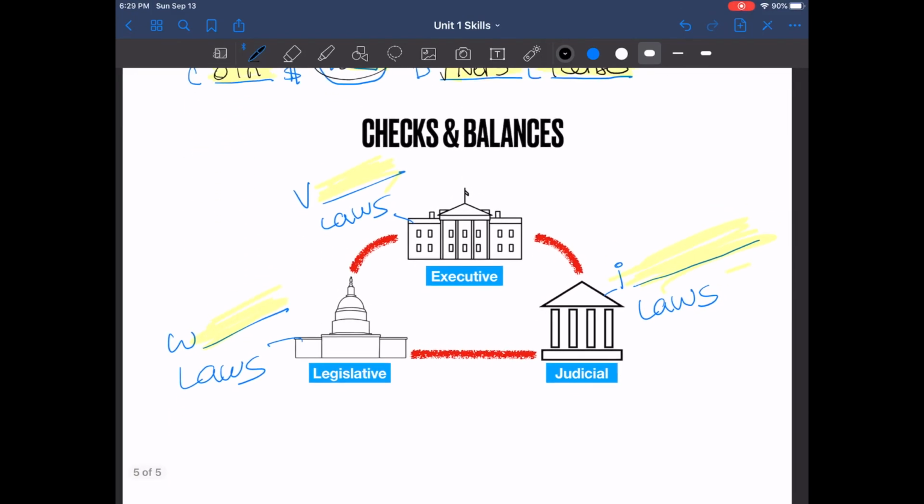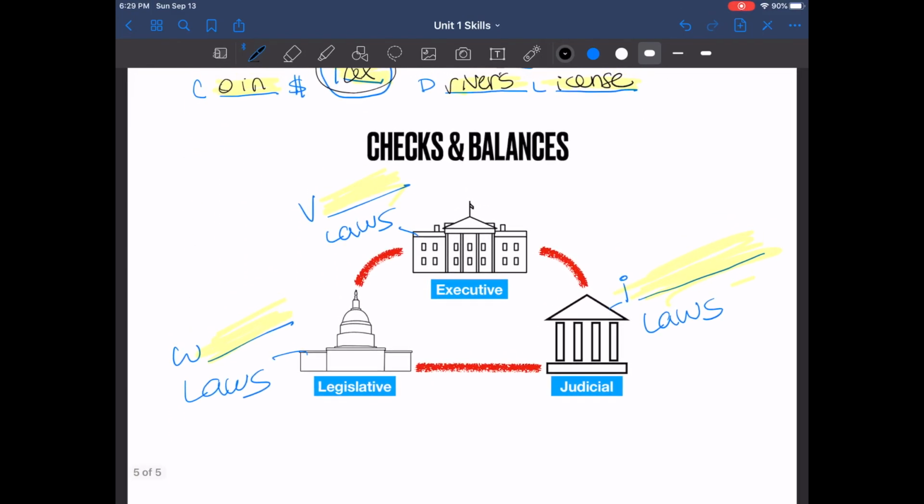In order to prevent one branch from becoming too powerful, there's a series of checks and balances, such as Congress writing laws, the president has the power to veto those laws, and the Supreme Court can interpret those laws.